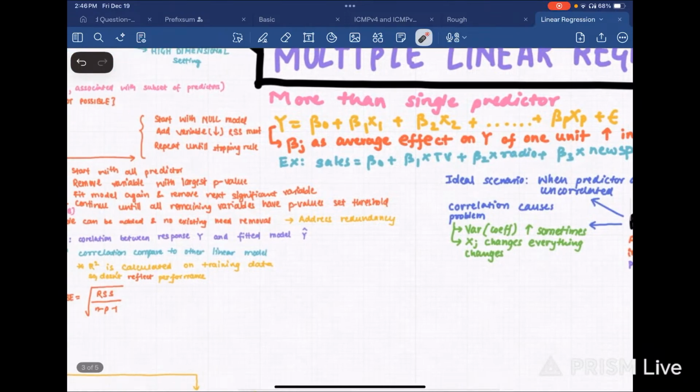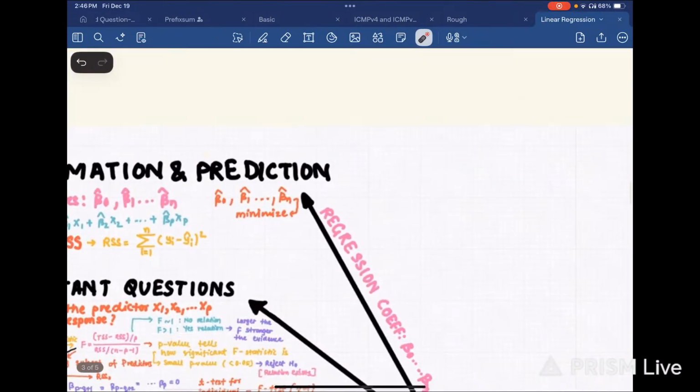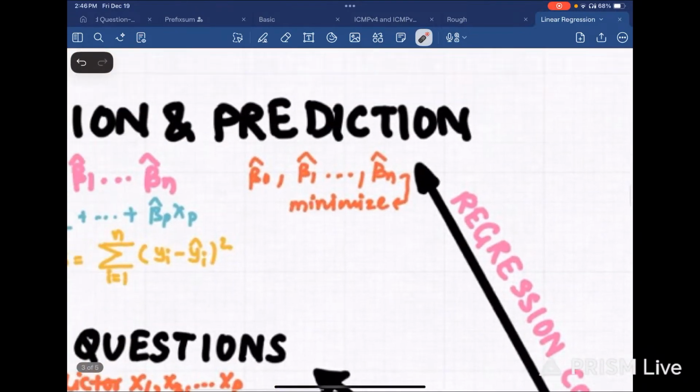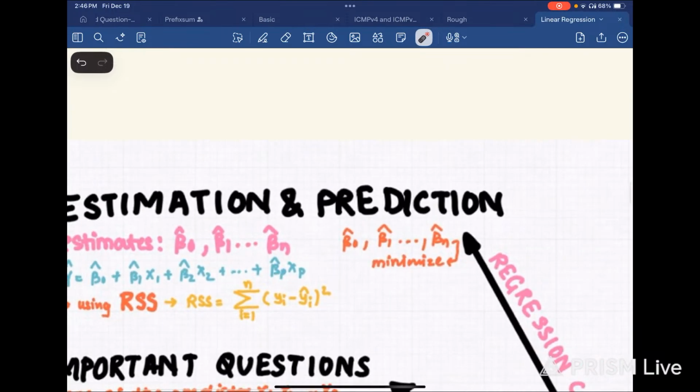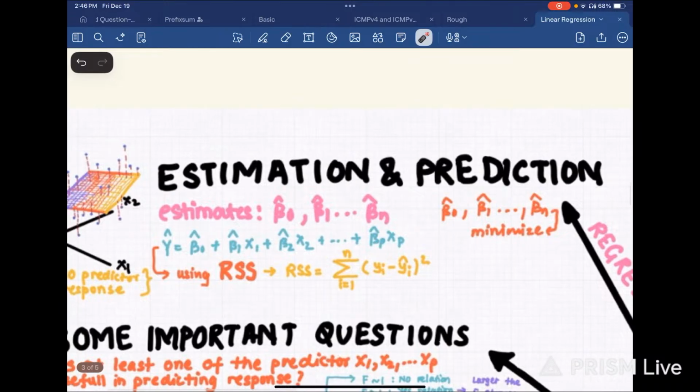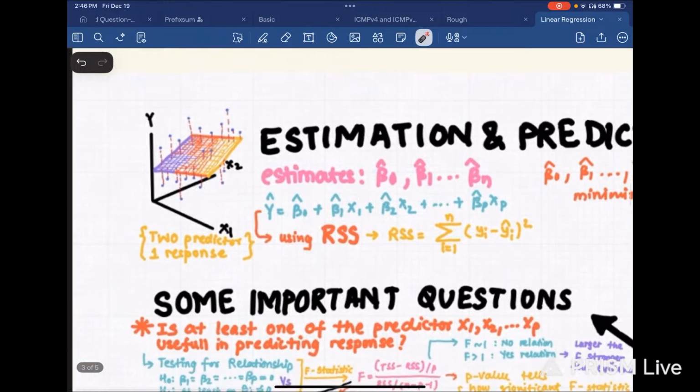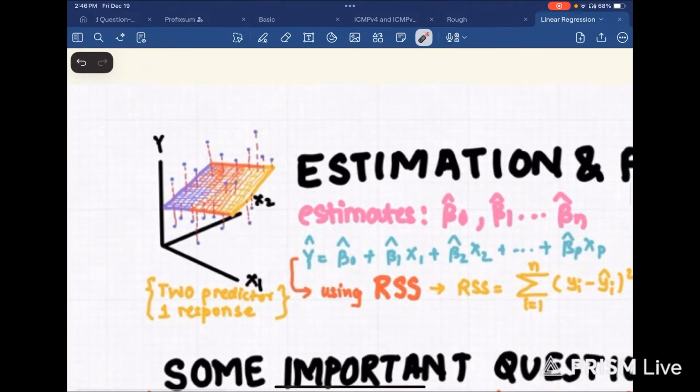So these are the two things we should keep in mind. And the regression coefficients we have seen: the estimated predicted values will be beta naught cap, beta 1 cap to beta n cap. And we know that in this example there are two predictors, x1 and x2, and only one response.